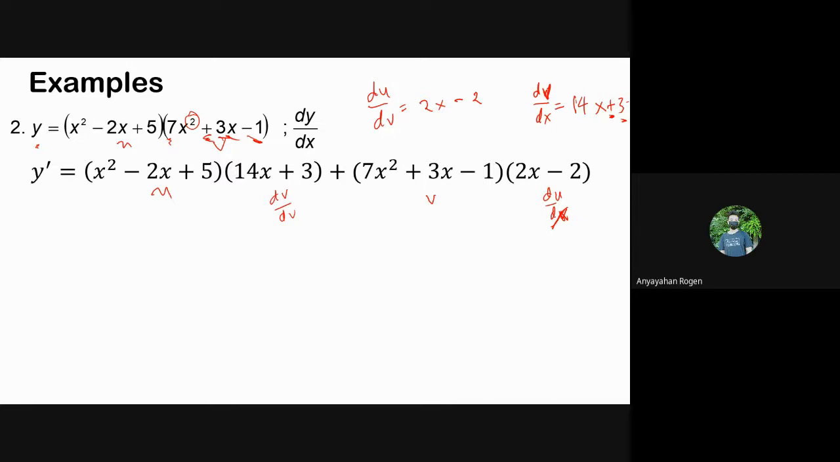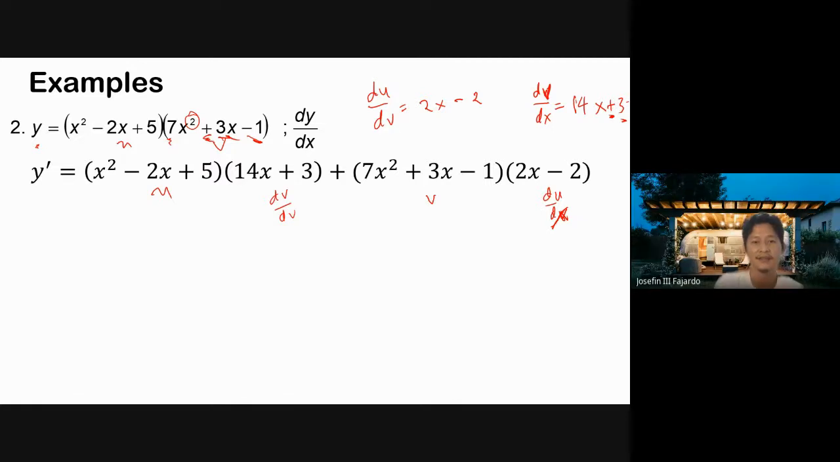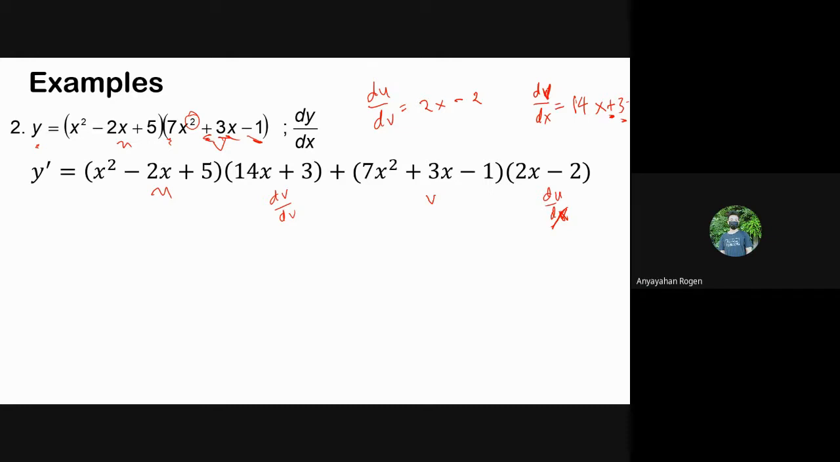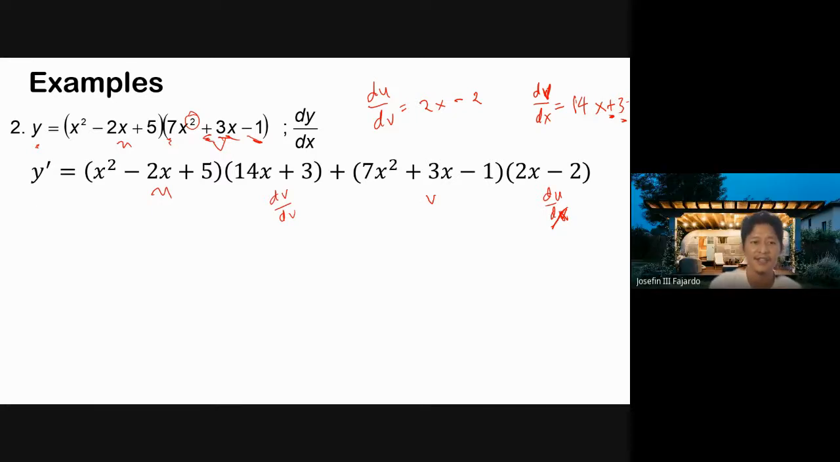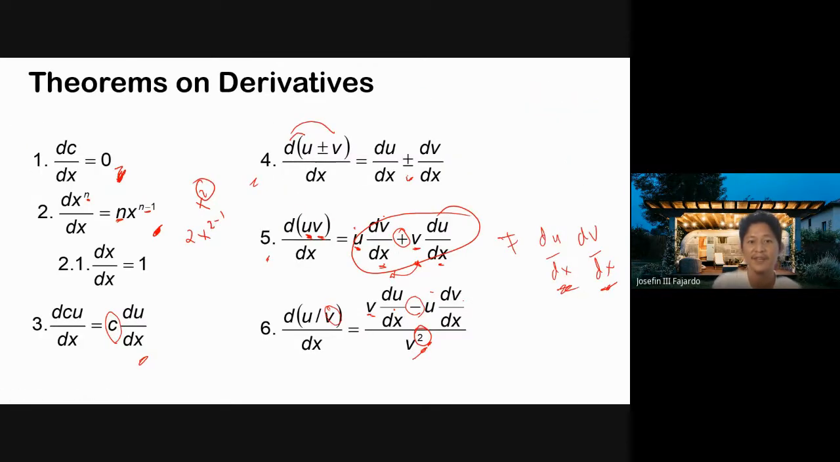Pinagbaliktad lang po, sir. Alin ang pinagbaligtad? Yung 2x minus 2, saka po yung 14x plus 3. Hindi to pinagbaliktad ha? Technically, sinundan lang natin yung theorem number 5 natin, di ba? So we copy the first factor, derivative nung pangalawa. Ang i-pair natin dun sa multiplication ay yung kabilang derivative. Yung derivative nung una, i-pair mo dun sa pangalawa. Derivative naman ng pangalawa, i-pair mo dun sa una. And then you add.